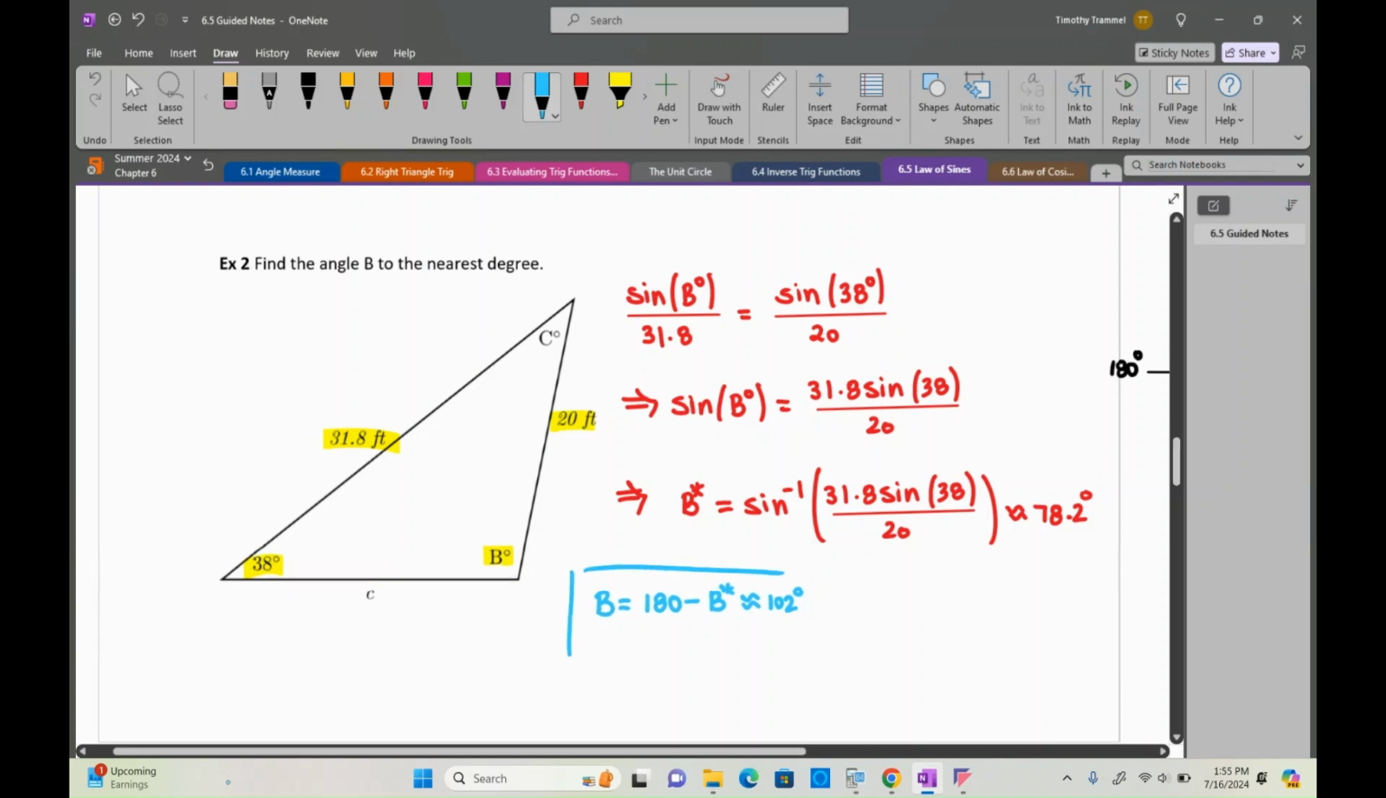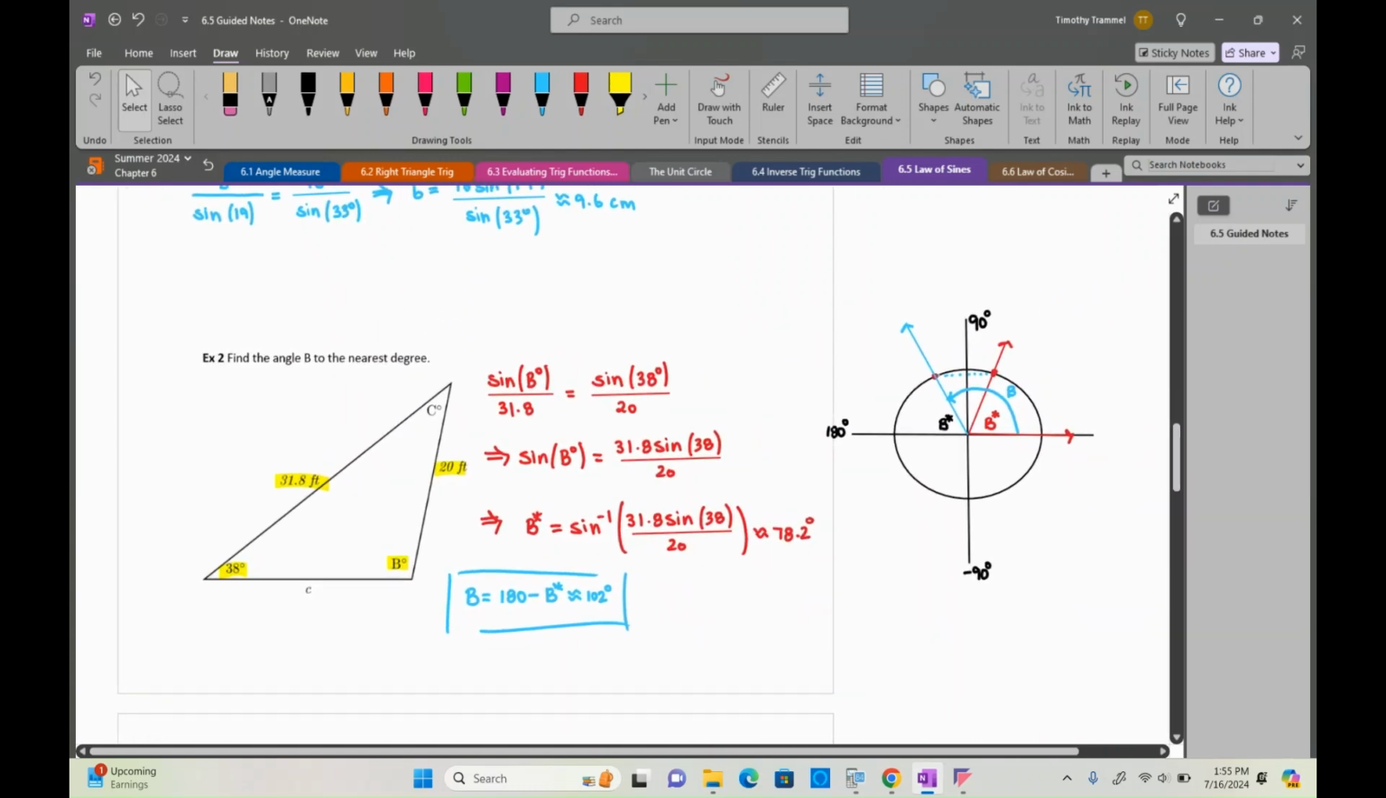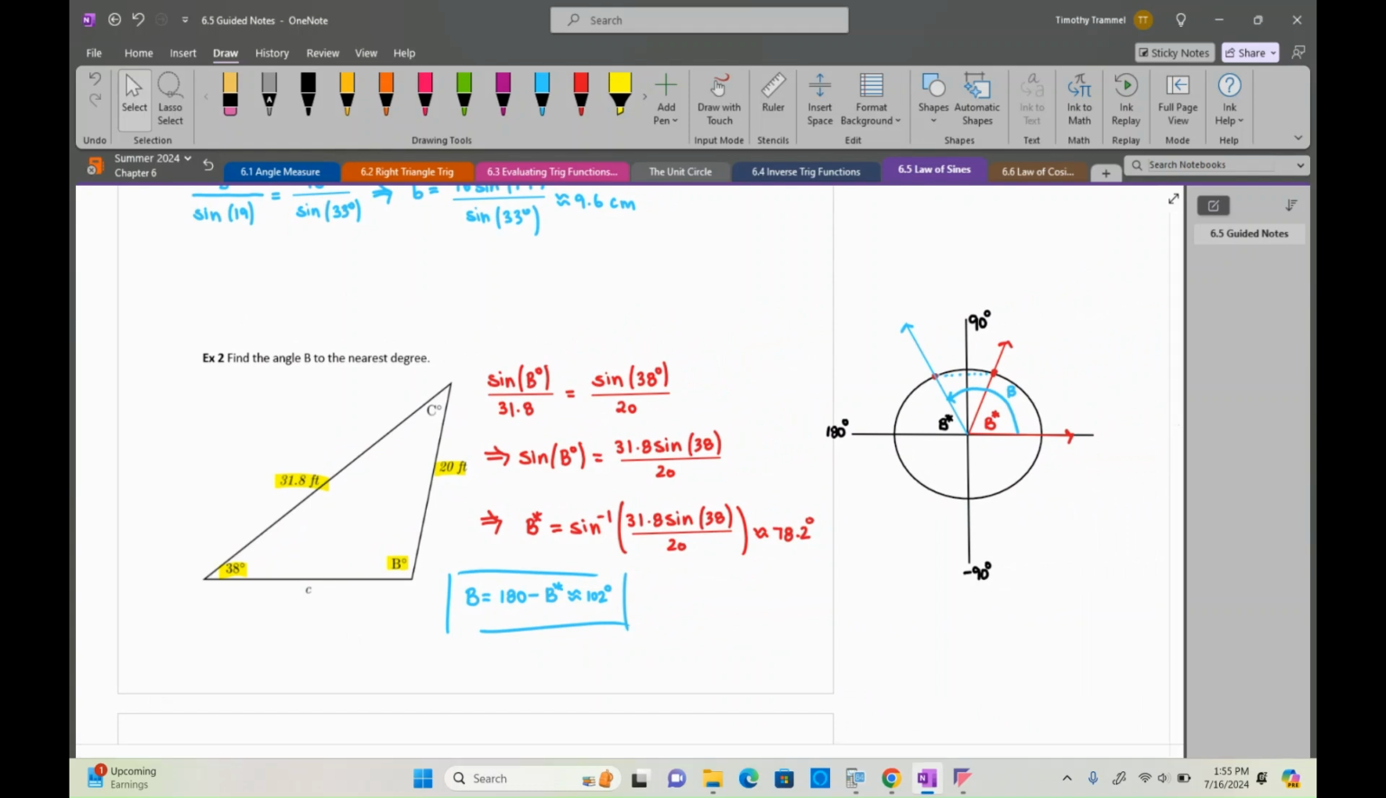Now, there's something else that we can get from this. It actually ends up that anytime you are looking for an obtuse angle, like this one, you're going to wind up needing to do 180 minus sine inverse in order to get what you're looking for.